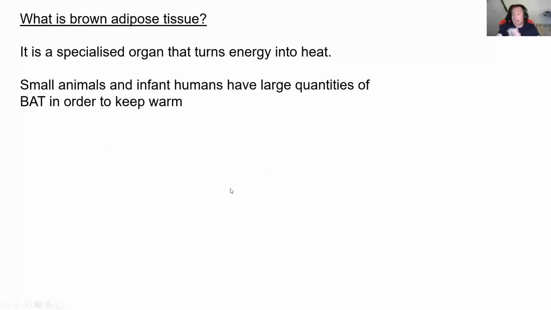Okay, so what is BAT? Most people will know, but brown adipose tissue is a specialized organ that turns energy into heat. It's necessary in small animals and infant humans to have lots of BAT in order to keep warm. So this organ's sole purpose is to make heat.